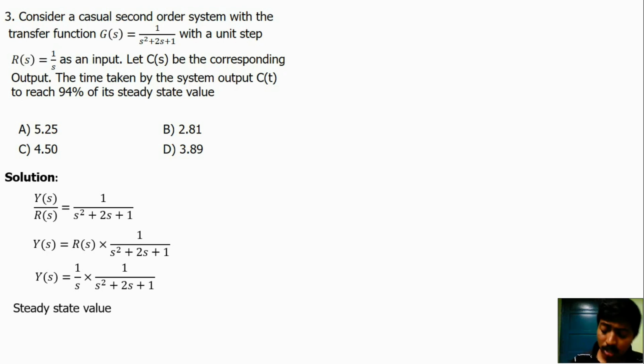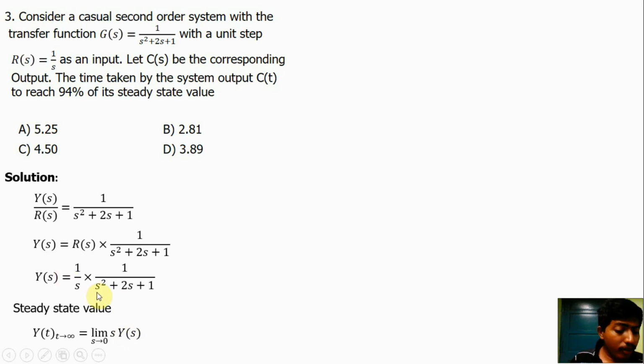Steady state means y of t at t equal to infinite time. This is the steady state value. By the final value theorem, y of t at t equal to infinity is equal to the limit as s tends to 0 of s into y of s. This is the final value theorem.